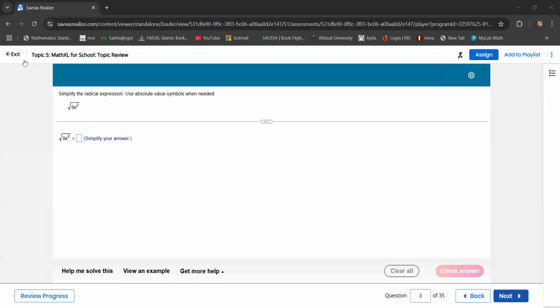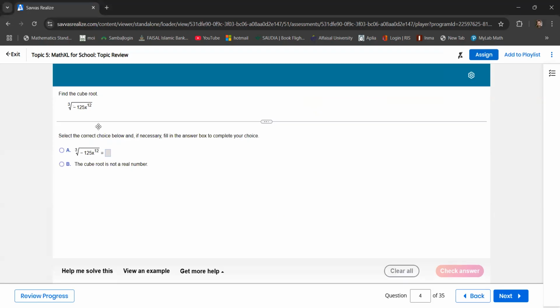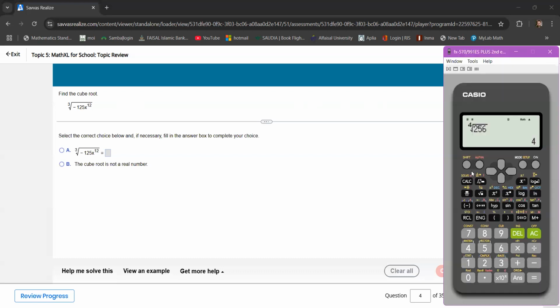Another question. Cubic root of negative 125x to the power of 12. Let's check the number first. Cubic root of negative 125 is negative 5. So this will be negative 5 and x will have power 4.